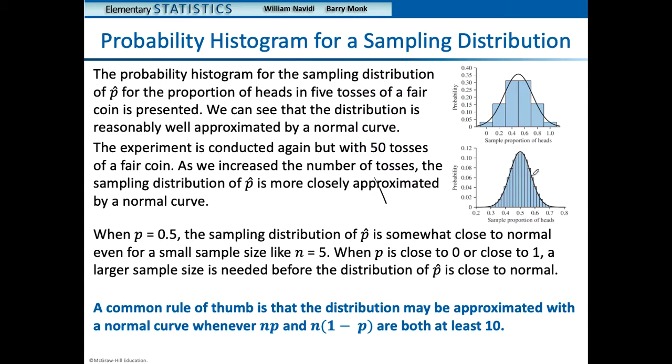Okay. Now, in our case, we have a sampling distribution that is somewhat close to normal, even for a small sample size, right? Even with sample sizes of size 5, our sampling distribution looks pretty close to normal. Up here, you can see that, right? And that's pretty much always going to be the case when your population proportion is close or equal to 0.5. When the population proportion is closer to 0 or closer to 1, you will need a larger sample size in order for the sampling distribution to be close to normal.